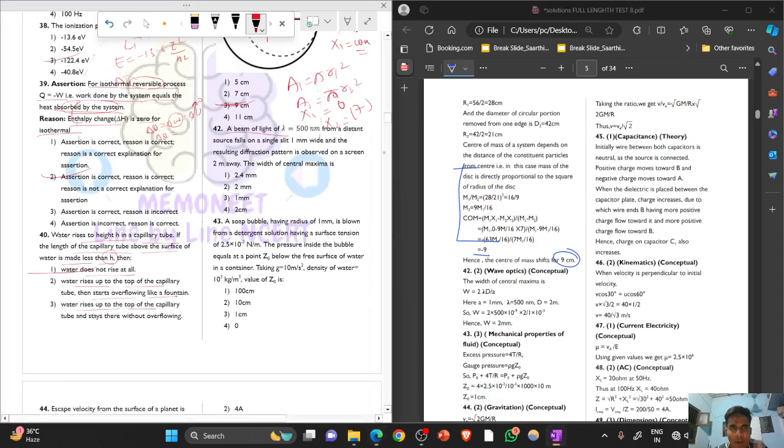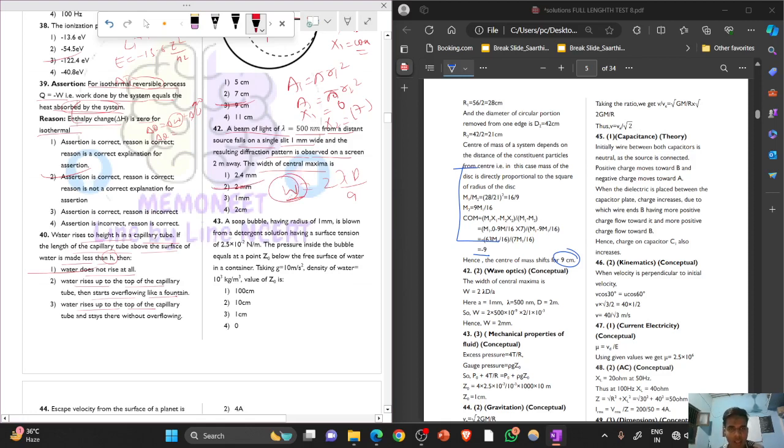Okay, a beam of light from a distant source falls on a sheet, resulting in a diffraction pattern. The width of the center is again a formula based question. You know that the width of central maximum is simply 2 times lambda D by d. Putting all the values you can get the width, that comes out to be 2 mm. It's a formula based question.